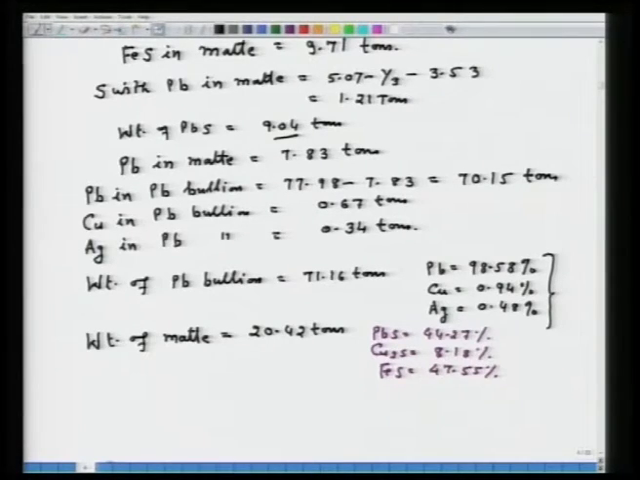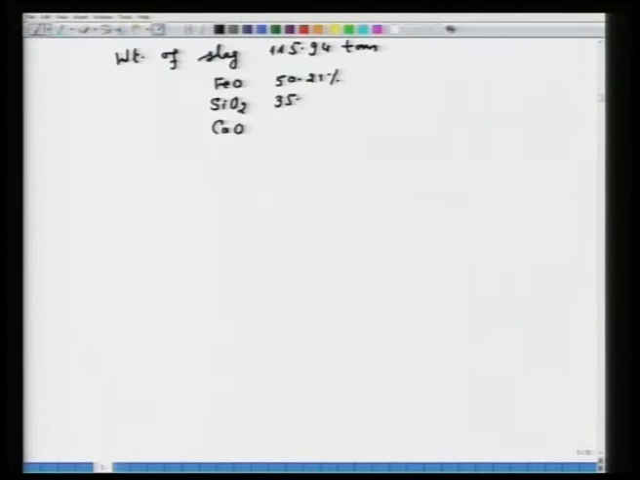Now, next is weight of slag. The slag weight is 115.94 tons, and percentage wise it has FeO, SiO2, and calcium oxide. FeO is 50.21%, SiO2 35.15% and calcium oxide is 14.64%.